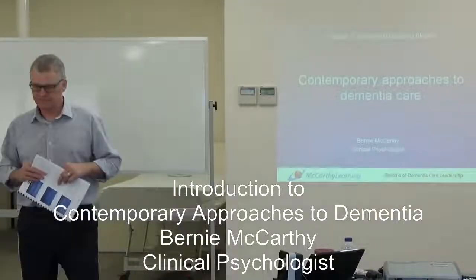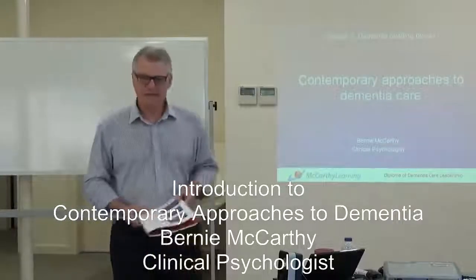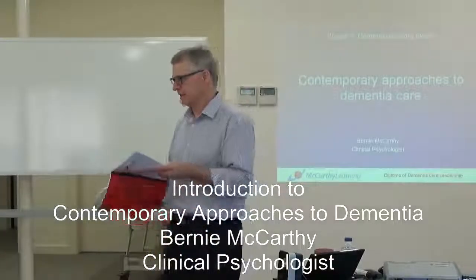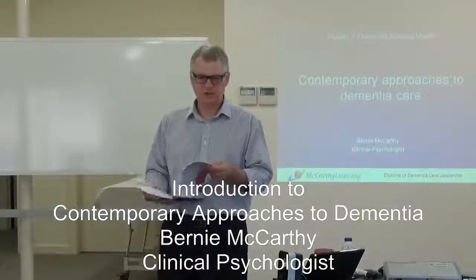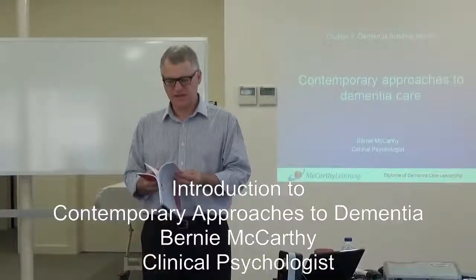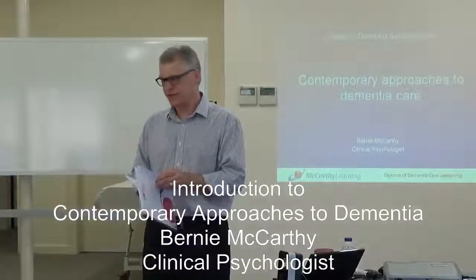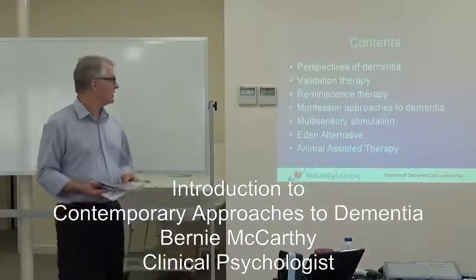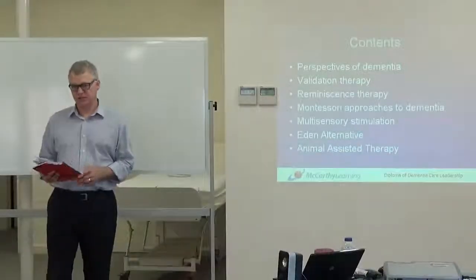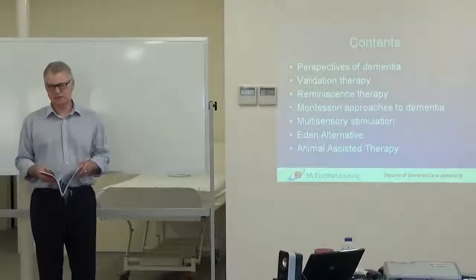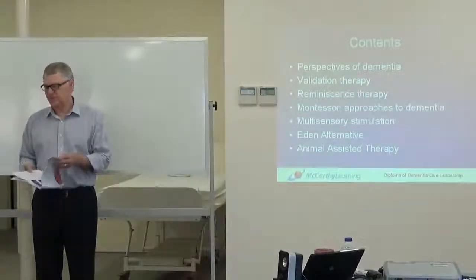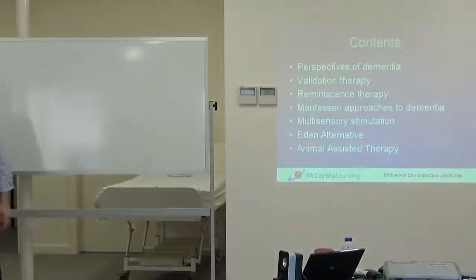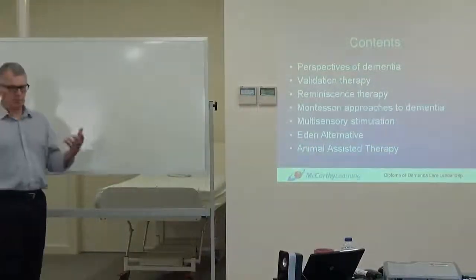What we're going to do today is look at contemporary approaches to dementia care. We're going to build on what we did yesterday and look into the way that dementia has been understood through the ages. To do that, we're going to look at the perspectives on dementia through the centuries, and that will help us to understand how it's been seen by others over the years. And then we'll move into some of the contemporary approaches.